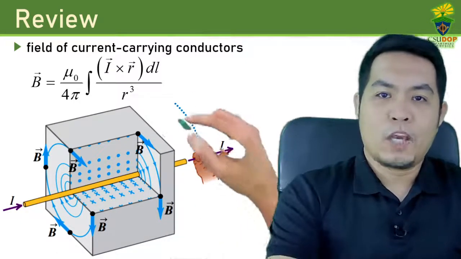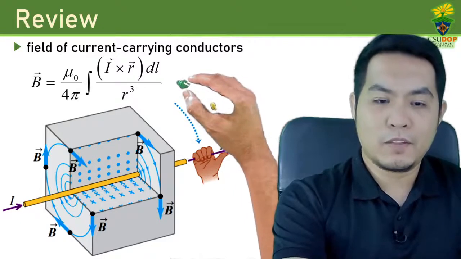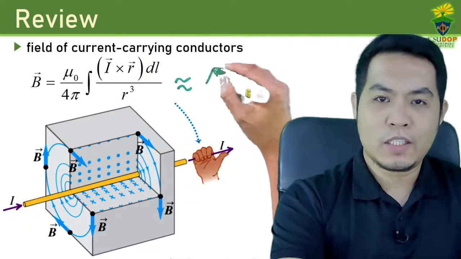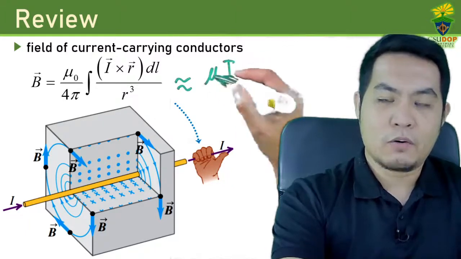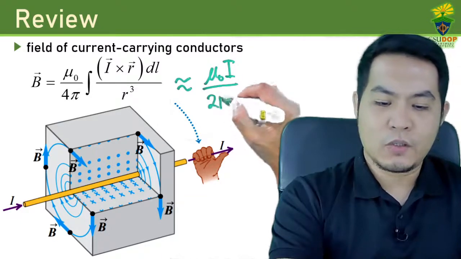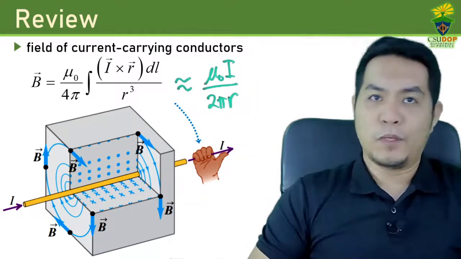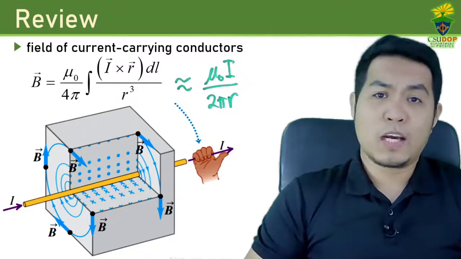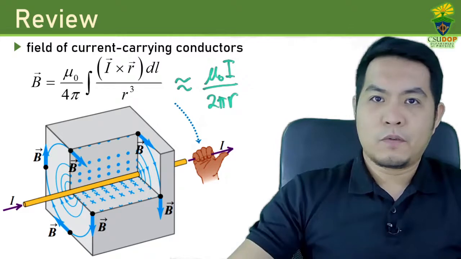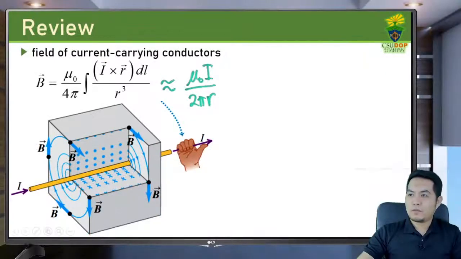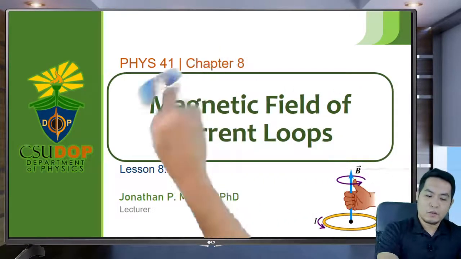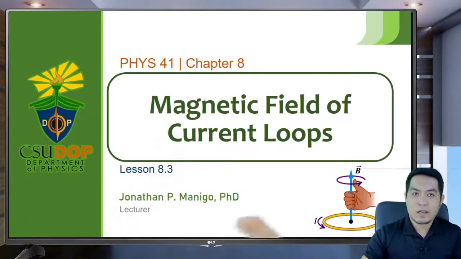Now, if you are trying to find the magnetic field near a long straight current carrying conductor, the law of Biot-Savart, the magnitude for that matter, just reduces to this very simple equation: mu naught I over 2 pi r. So for this lesson, we will be discussing the magnetic field of current carrying loops.